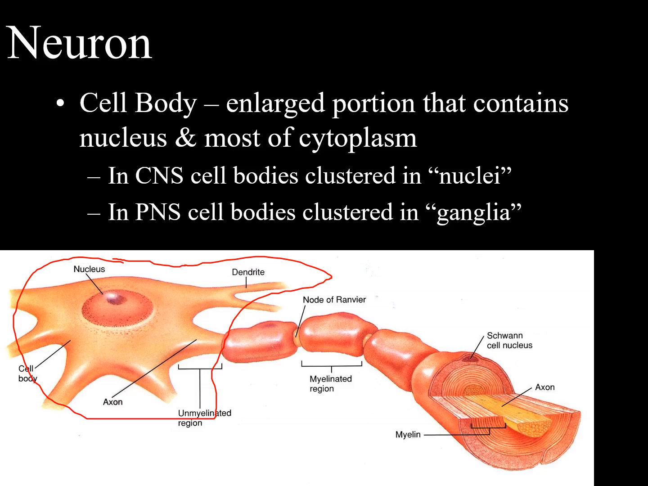And this is a problem, of course, because we start running out of terms. So this is not the same as the nucleus of an atom. It's not the same as the nucleus of a cell. It's a cluster of nerve cell bodies. PNS is an abbreviation for peripheral nervous system. And in the peripheral nervous system, the places where the cell bodies of neurons are clustered are called ganglia.